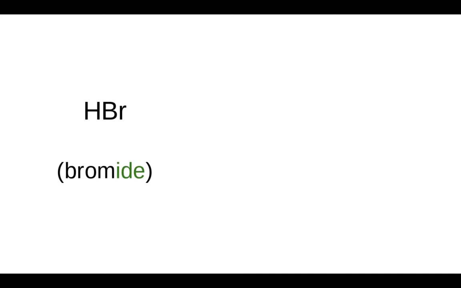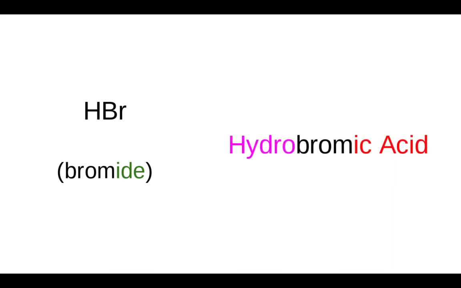So let's look at another example of rule 1. We've got hydrogen and bromide. So we've got bromide here. And then what is the acid going to be? Hydrobromic acid. This IDE we will remove, and then we'll replace it with ic acid, and then add hydro before. Okay.